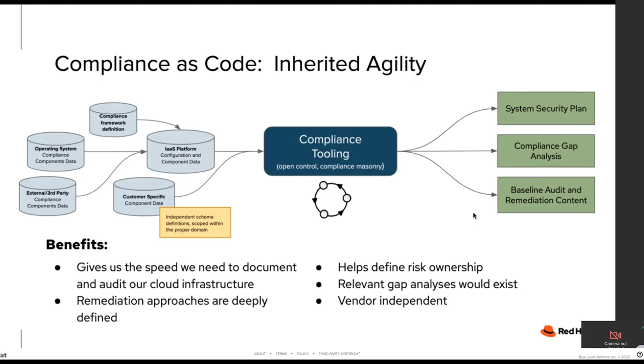And the last thing here that's really critical is that the compliance as code work is really two parts. There's the text part, the narrative that describes your responses in the system security plan. And then there's also a baseline set of content that does auditing and remediation. So what does that mean?